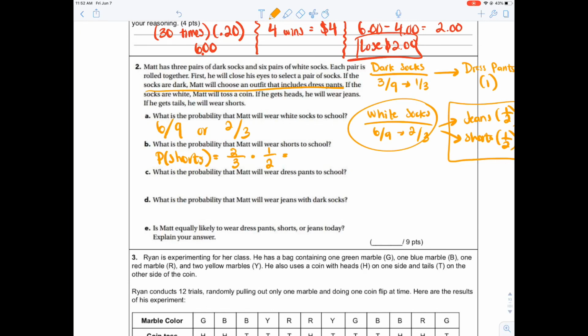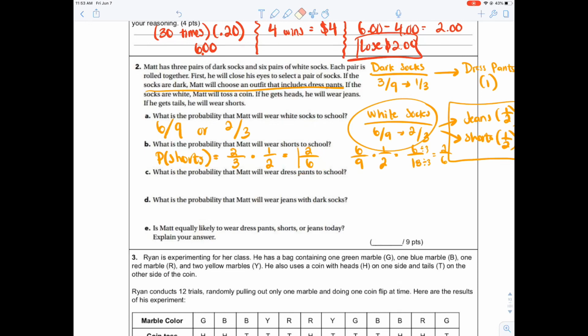So the probability of Matt wearing shorts to school is going to be 2 out of 6. So that is the probability of Matt wearing shorts to school. If instead of 2/3 you use 6/9, you would get the same answer, 6/9 times 1/2, which equals 6/18, which you can divide the top and the bottom by 3 to get 2/6. We can simplify this further to 1/3, but you guys get the point. So the probability of wearing shorts to school is 2 out of 6.